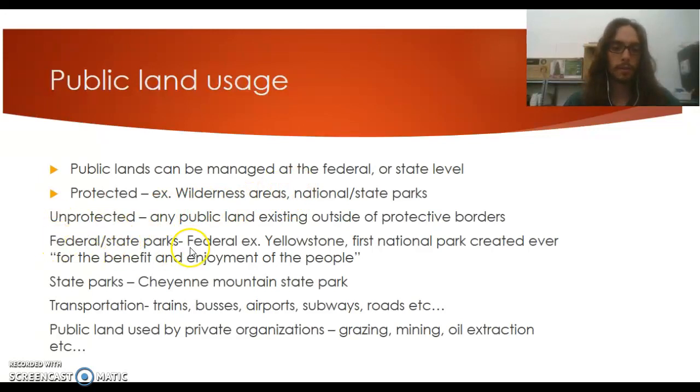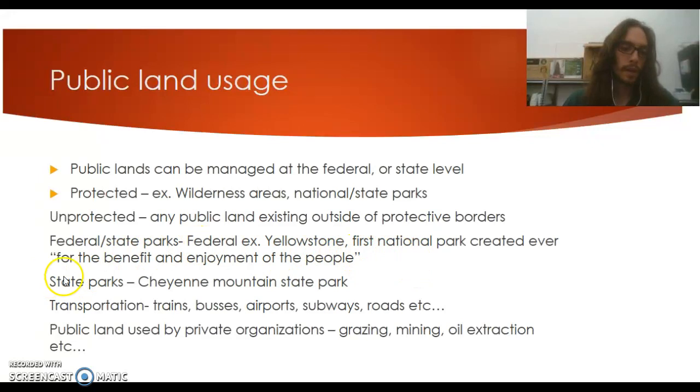So let's get into federal and state parks a little bit. Federal parks are the same thing as national parks. So an example is Yellowstone, Grand Canyon, the Everglades. Yellowstone was the first national park created ever, throughout the whole world. The rest of the world picked up on this and started creating their own national parks, which is awesome. And Yellowstone has a monument, and it says it's for the benefit and enjoyment of the people, which is awesome.